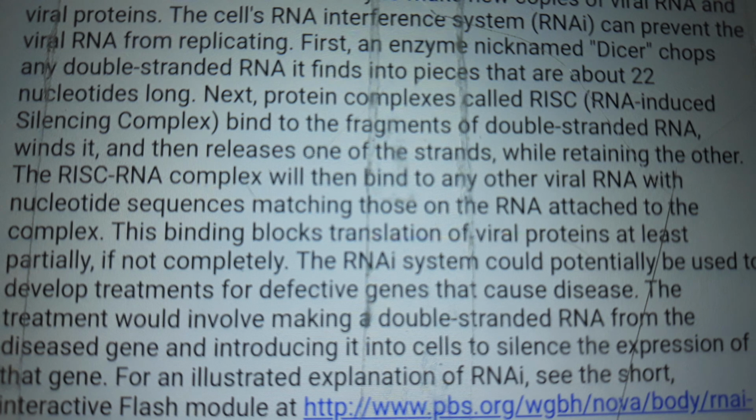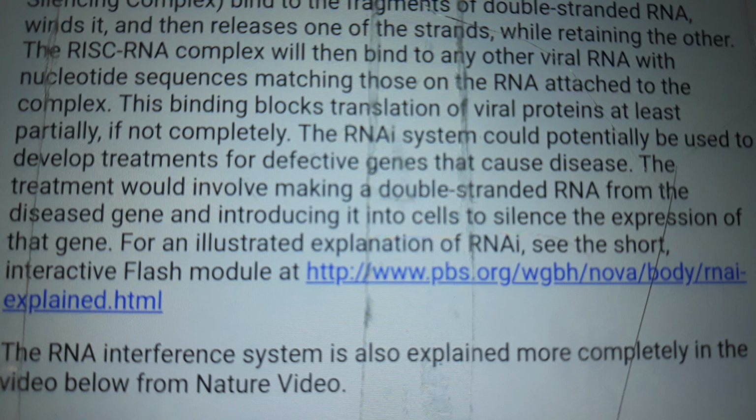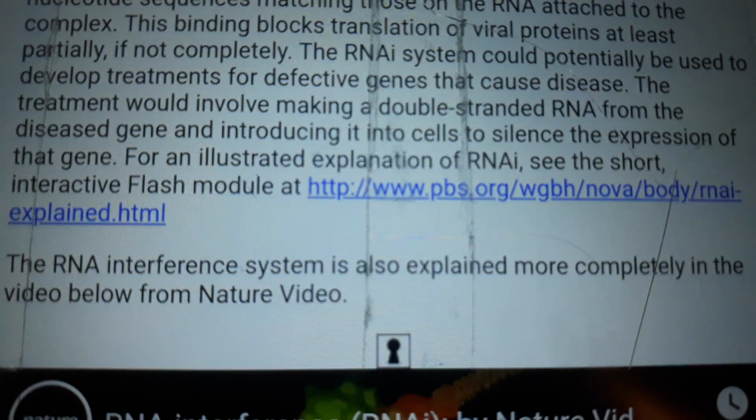Next, a protein complex called RISC, the RNA-induced silencing complex, binds to the fragments of double-stranded RNA, unwinds it, and then releases one of the strands while retaining the other. The RISC complex will then bind to any other viral RNA with nucleotide sequences matching those on the RNA attached to the complex. This binding blocks translation of viral proteins at least partially, if not completely.